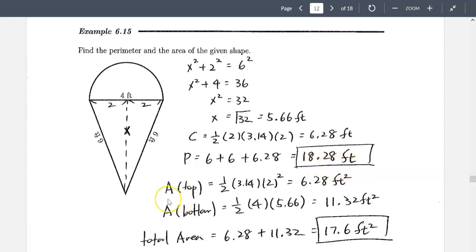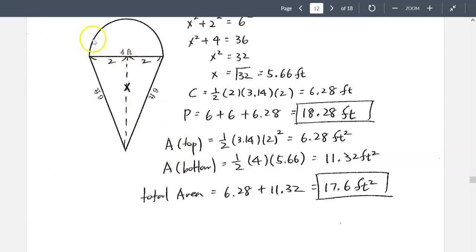Now going to the area. The top area here is half a circle, so it's 1/2 pi r squared, so you get 6.28. In the bottom here, the triangle is 1/2 base times height. Base is 4, height is 5.66, which we found using the Pythagorean theorem earlier. So the bottom is 11.32 feet squared. So the total area of the semicircle plus the triangle is 17.6 square feet.